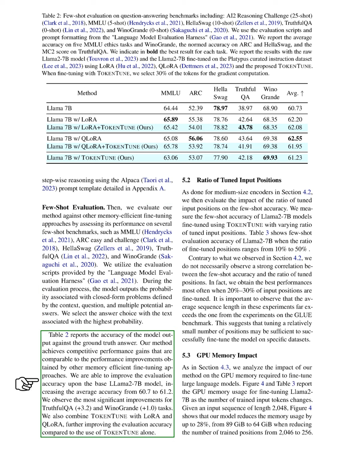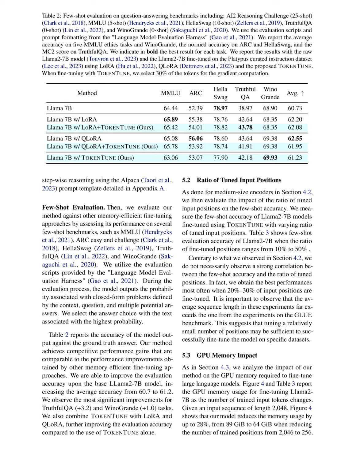Our method shows competitive gains, improving the average accuracy of the base Llama 2-7B model from 60.7 to 61.2. The most notable improvements are observed in the Truthful QA and Wino Grande tasks. Additionally, combining TOKENTUNE with LoRa and QLORA further enhances evaluation accuracy compared to using TOKENTUNE alone.